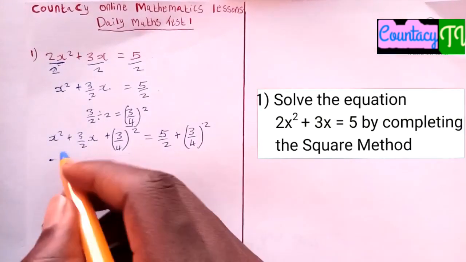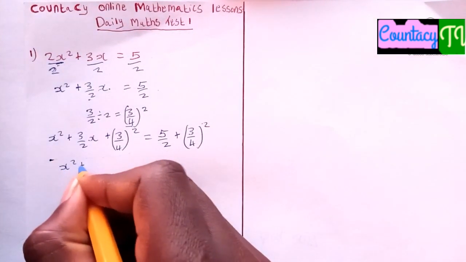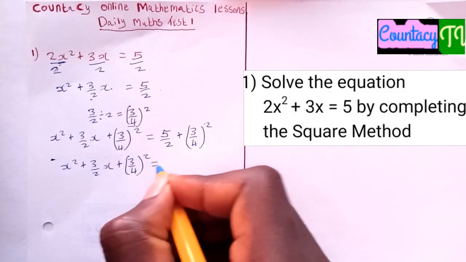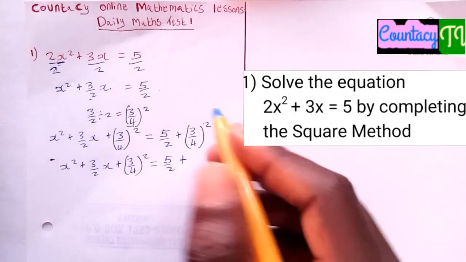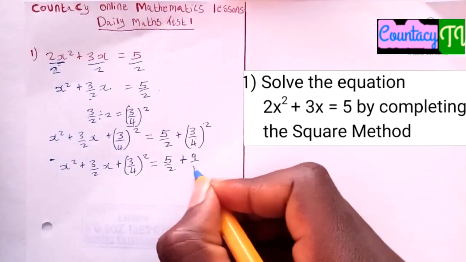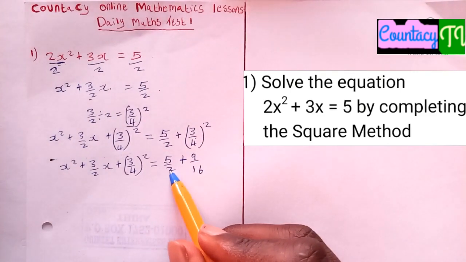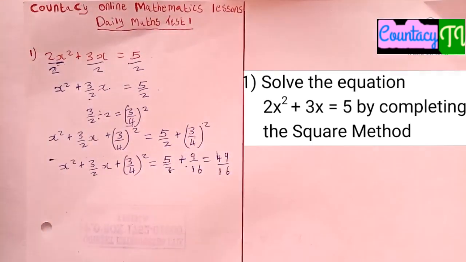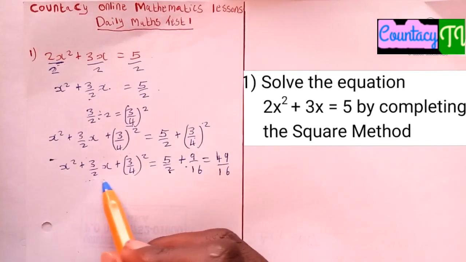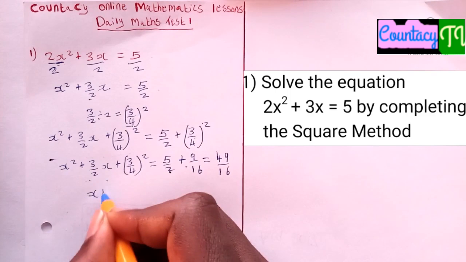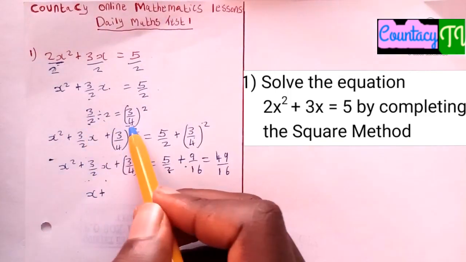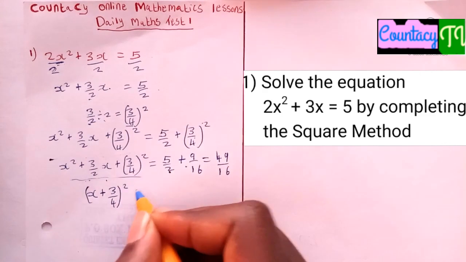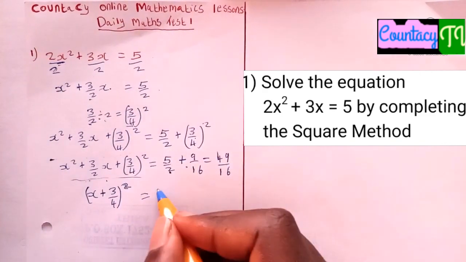So we shall have this one, x squared plus 3 over 2 x plus 3 over 4 squared equals 5 over 2 plus 3 over 4 squared, that's 9 over 16. So we add 5 over 2 to 9 over 16. Once we add, we get 49 over 16. Remember, the left side is a perfect square, which is equivalent to x plus this middle value divided by 2, that's 3 over 4. The whole of this is equivalent to x plus 3 over 4 squared equals 49 over 16.